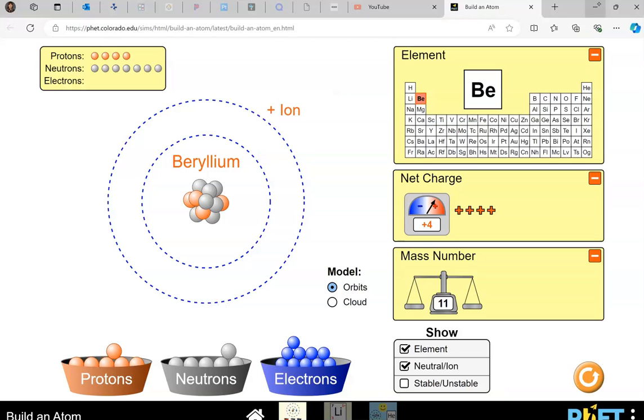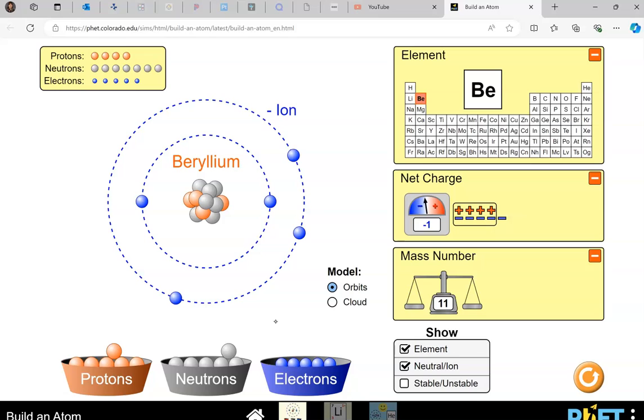So if I go back here, you can see when I'm adding the electrons here. You can add the electrons, and notice that this is affecting the charge. If I have the same amount of protons and electrons, the overall charge is zero because they're canceling each other out. The positive and negatives cancel each other out.